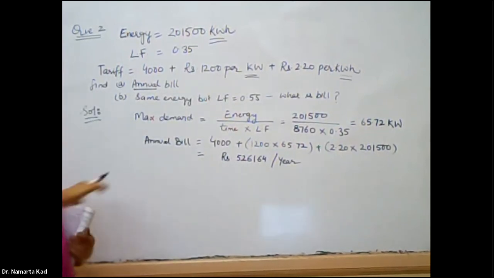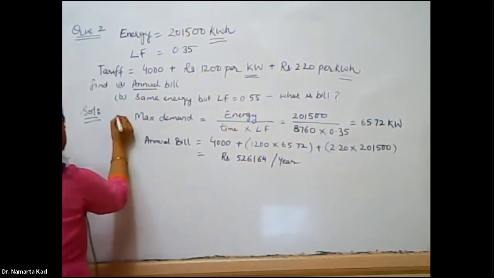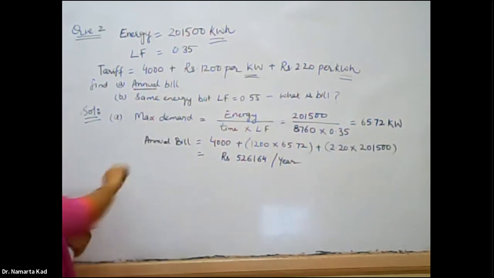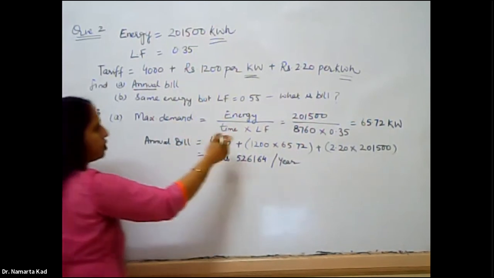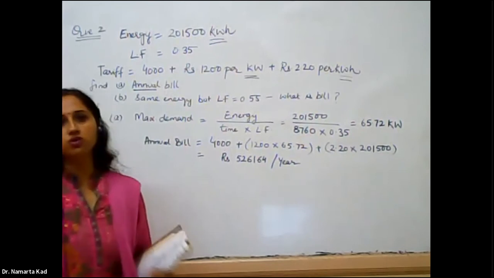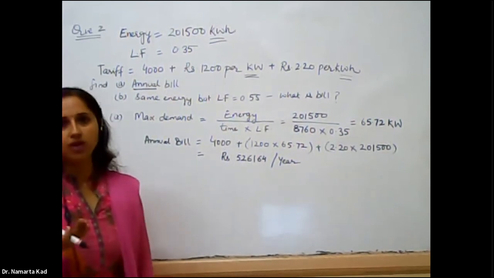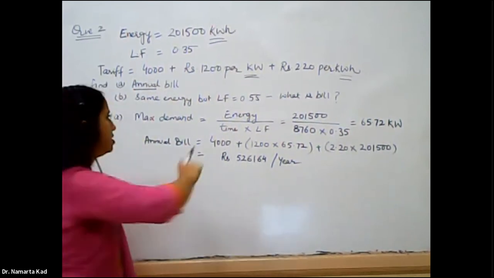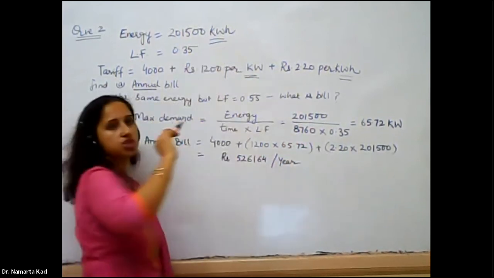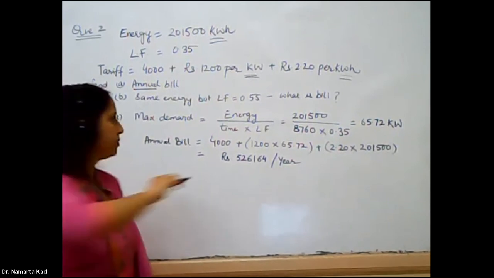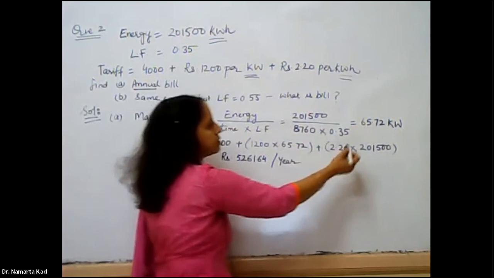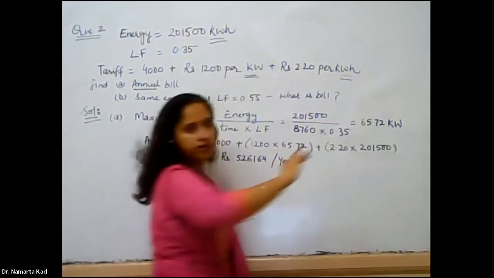Okay. First, the first part is simply to calculate the annual bill. Firstly, maximum demand, the formula is energy divided by time into load factor. As here we are going to calculate the bill on a yearly basis, taking the time as 8760, energy is given in the question 201500, and load factor is also given 0.35. So its answer comes out to be 65.72 kilowatts.